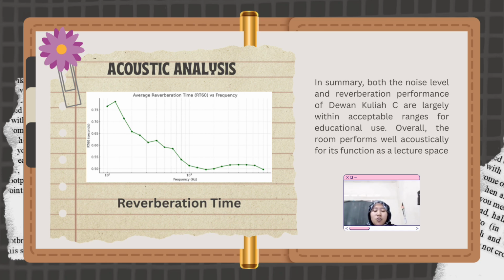No major acoustic upgrades are strictly necessary. However, if further improvement is desired, especially for low frequency control, minor enhancements such as bass traps or rear wall treatments could be considered in this Dewan Kuliah C. So overall, this room performs well acoustically for its function as a lecture space.